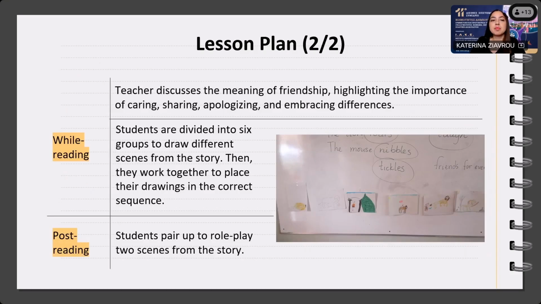In the next part of the while-reading stage, students are divided into 6 groups, and each group draws a different scene from the story. Next, the class works together to place the drawings in the correct sequence to retell the full story. In the post-reading stage, students pair up to role-play 2 scenes from the story. First, when the mouse begs the lion for its life, and second, when the lion apologizes after being saved.